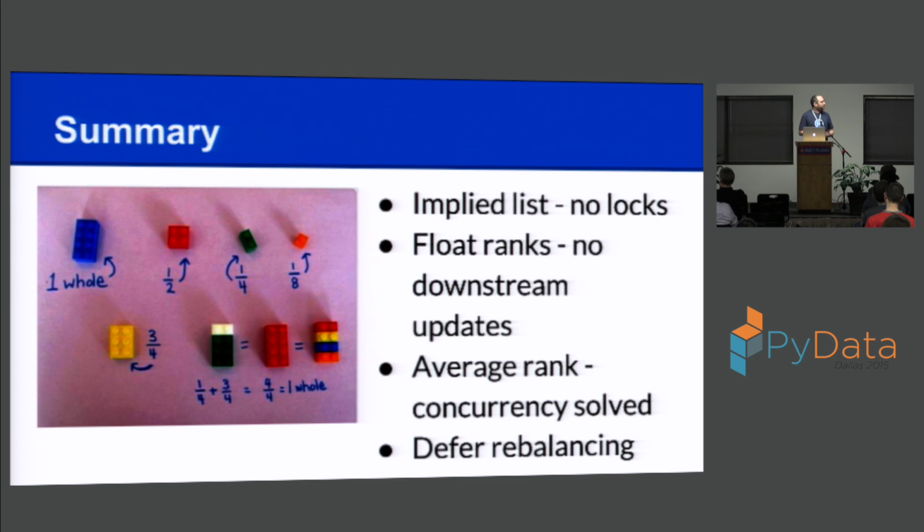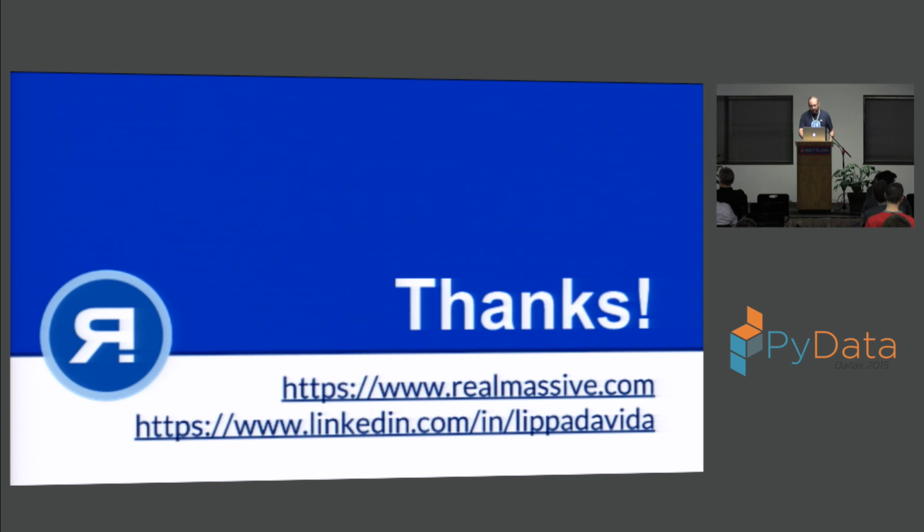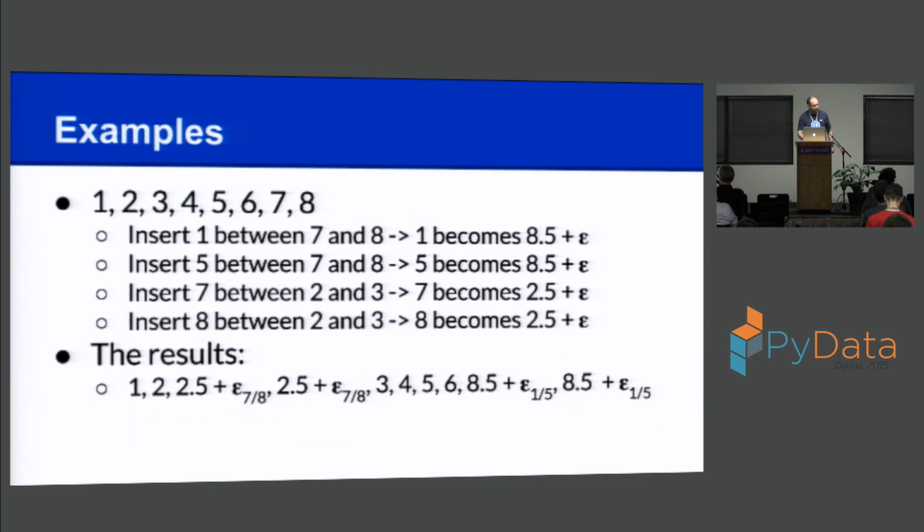Basically, the solution revolved around an implied list. You don't have to lock the object. You have a floating point rank, so you don't have to lock the siblings. And then you use an average rank or some other function to figure out where it's supposed to go. And then we can defer the rebalancing. There are a few other pieces of it, like what happens if 10 people want to insert something between 2 and 3? Well, we covered that. We added an epsilon based off of time. So now you can handle the concurrency, and everyone's happy.